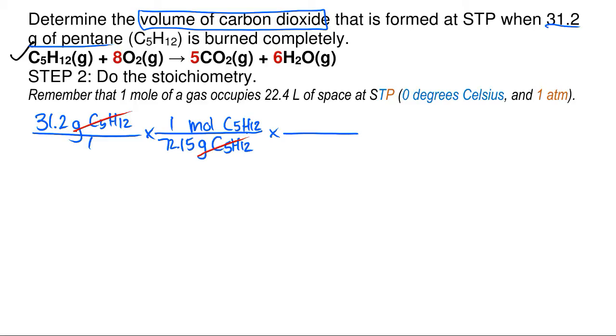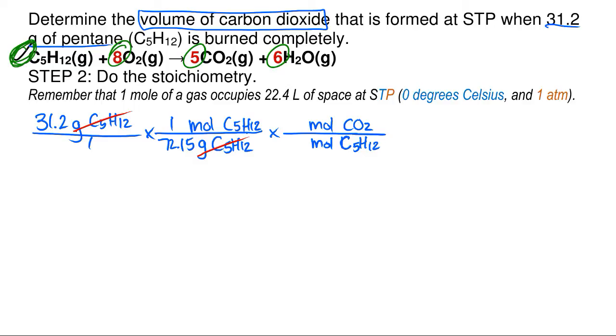We're going to go from moles of pentane, which would be C5H12. We want to find out how much carbon dioxide is formed, so we're going to go from moles of pentane to moles of carbon dioxide. And according to the balanced equation, so the big numbers in front, there's a 1, an invisible 1 in front of pentane, an 8 in front of oxygen, a 5 in front of carbon dioxide, and a 6 in front of water.